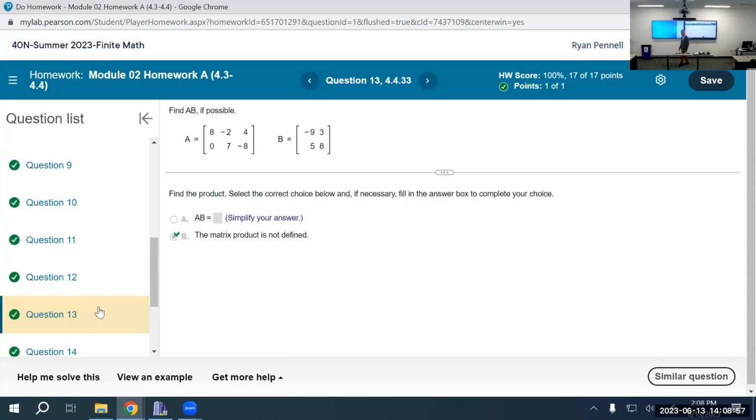This one's easy because it doesn't work. That's always good for you, right? Let's look. It wants us to find AB. It wants us to find A times B.